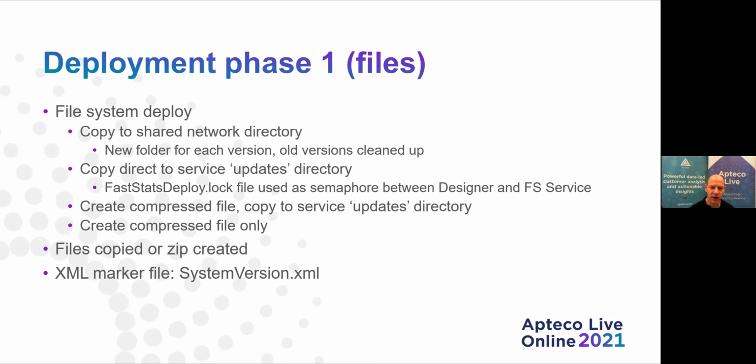So at the end of phase one, we've got the files copied into the updates directory, or a zip file copied into the updates directory. And the final little file which gets written down there is the system version XML, which is the trigger to tell the FastStats service all the files are there and it's ready to go.